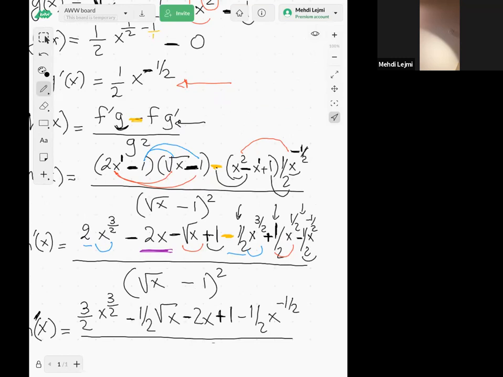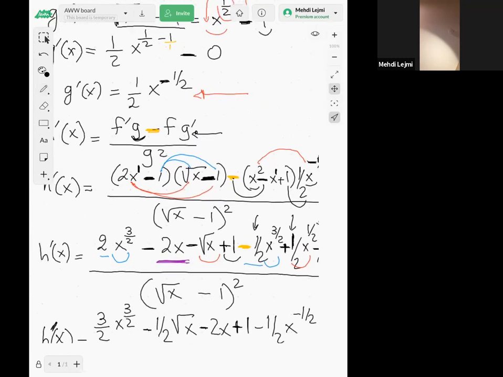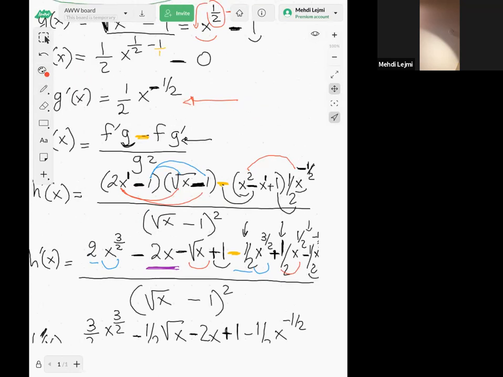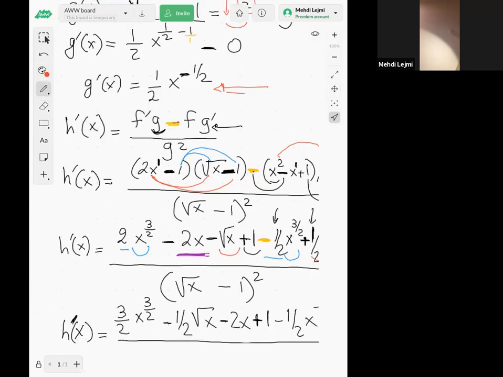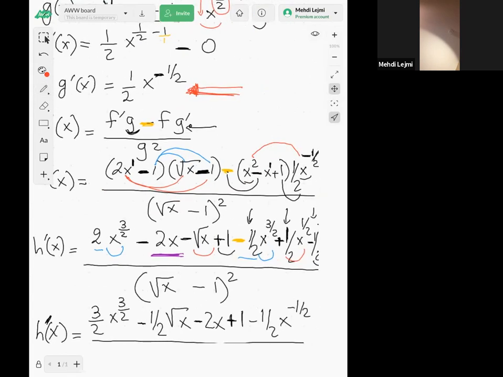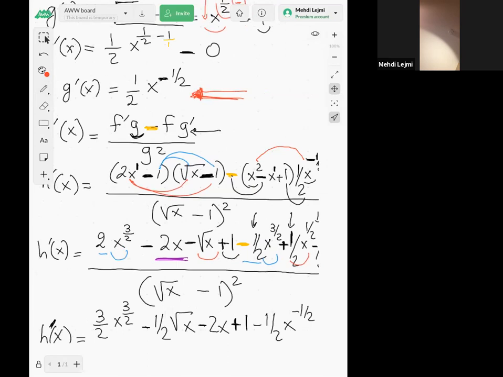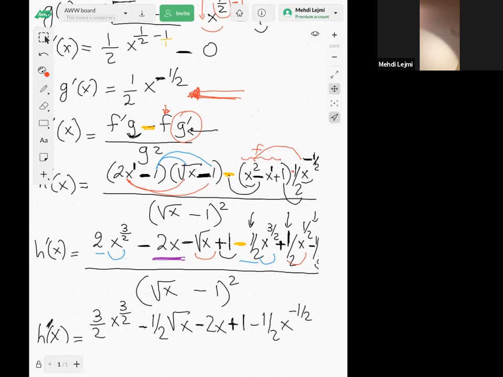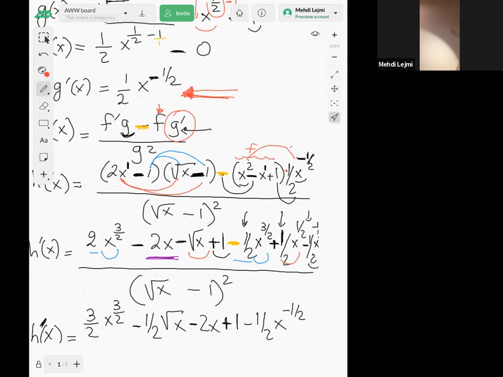Well, that's because of our g prime. You see here, this is our g prime, right? So in the quotient rule, we have f times this g prime. Here you see this is my f, and we have this half times x to the negative half. That's our g prime. So that's why I have this half. That's from the g prime.